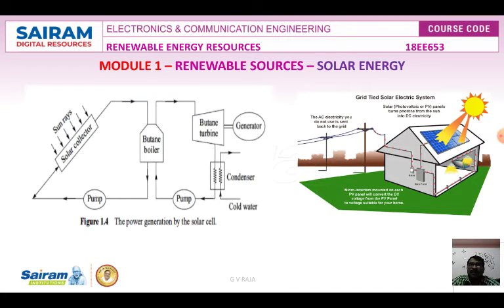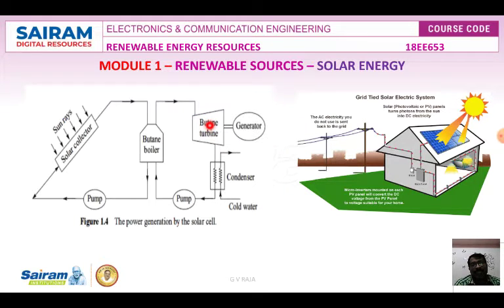The mechanical device which helps to collect the solar radiation and convert it into heat energy is called a solar collector. In the solar collector, the light energy is converted into heat energy, which is given to the butane boiler, which converts the heat into steam, and the steam is given to the butane turbine. Here the steam is converted into mechanical energy. That means the steam makes the turbine rotate.